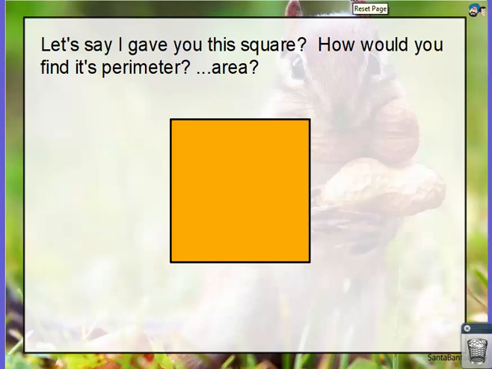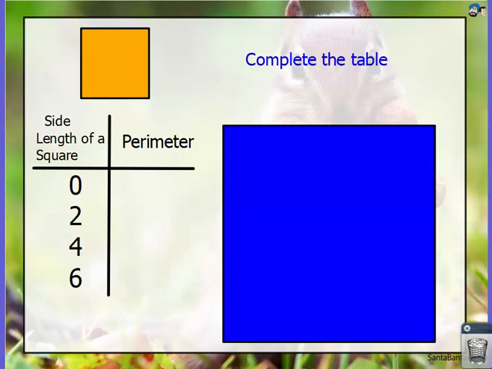What we're going to look at today is, what if I changed one of those measurements? How would that affect the perimeter or the area? That's what I want us to think about today. So let's see if we can investigate this. Let's say we had that same square, and I gave you a side length of 0. What would our perimeter be? Well, 0 plus 0 plus 0 plus 0 is still 0. Well, what if I changed it to 2? So now this side's 2, 2, 2, and 2. We would take that 2, multiply it by 4, and I'd get 8.